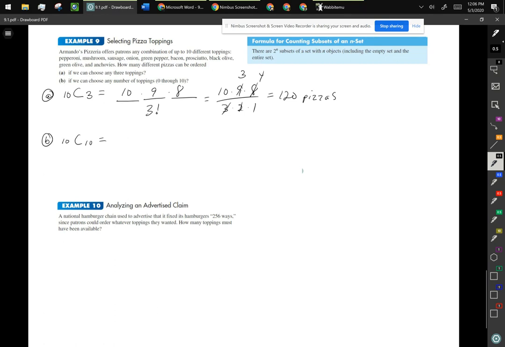But then, well, what if I want 9 toppings? Well, it's going to be 10C, 9. And then 10C, 8. And all the way down to 10C, 0, actually, because we can have no toppings, right? And what do we do with all these numbers? We're going to add them all up. That's a lot of work. So we're going to look at another way to look at these problems, which is a formula for counting subsets of an n set. And there are 2 to the n subsets of a set with n objects.